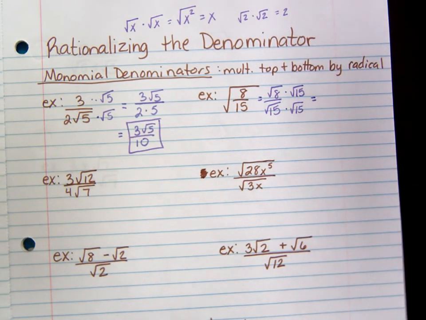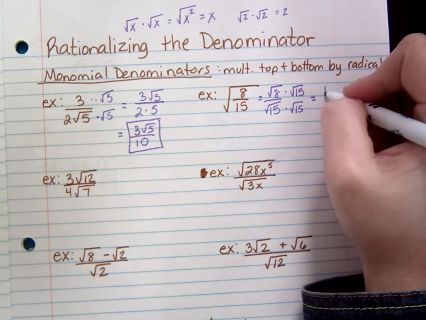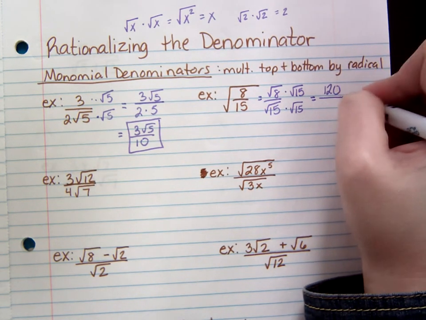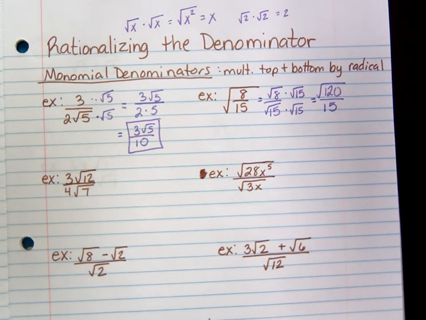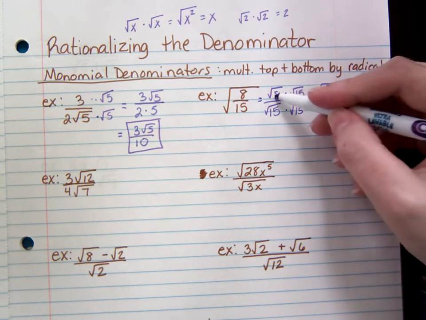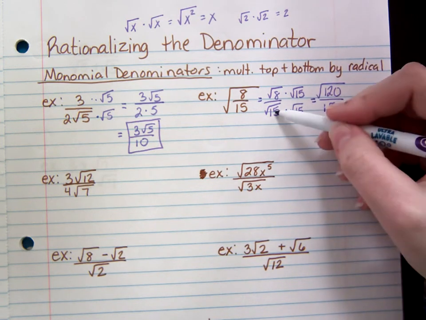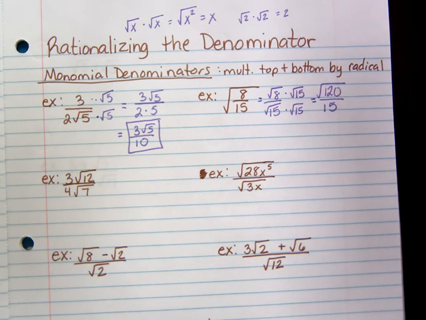Now, oh goodness, my brain just froze. 15 times 8 is 120, that was it. We multiply the 8 and the 15 to get square root of 120. Square root of 15 times square root of 15 is just 15.